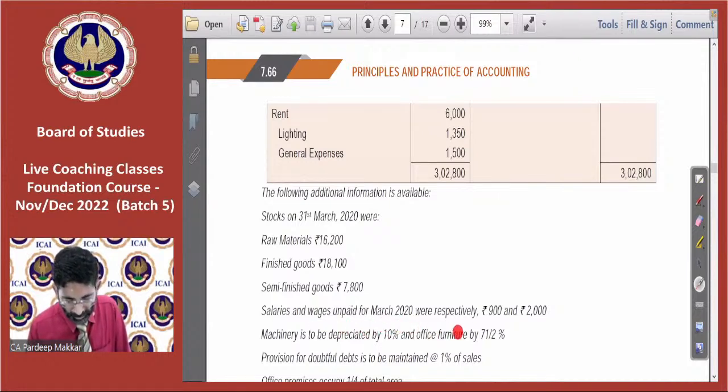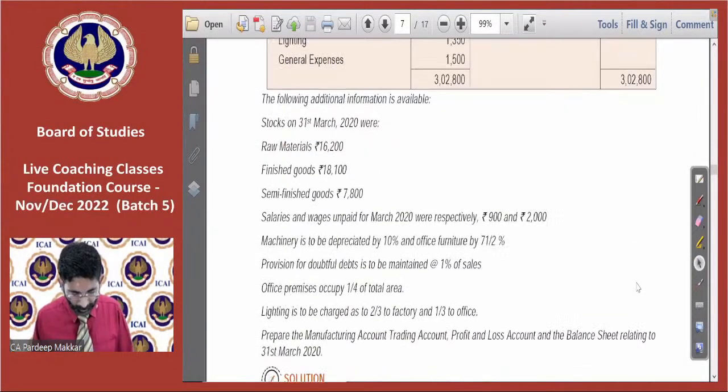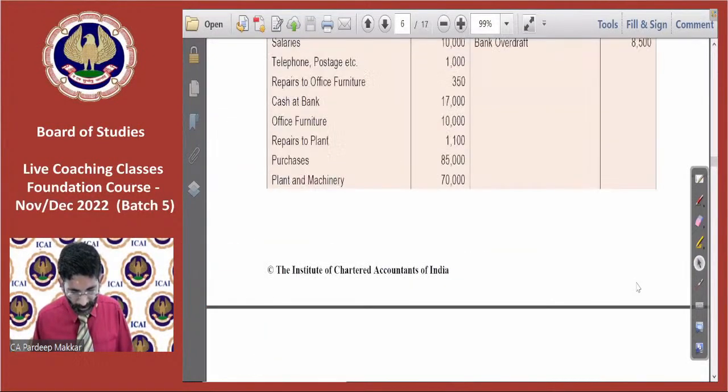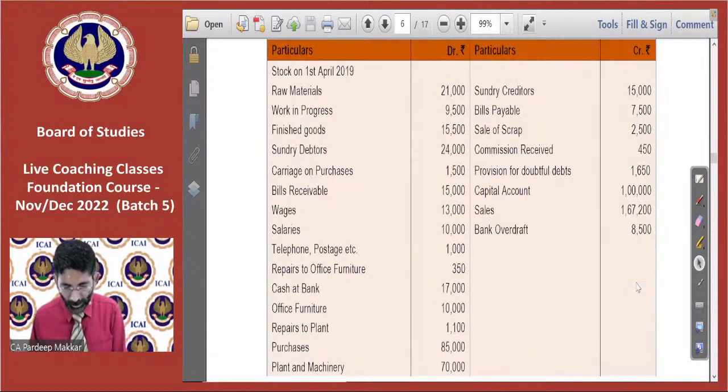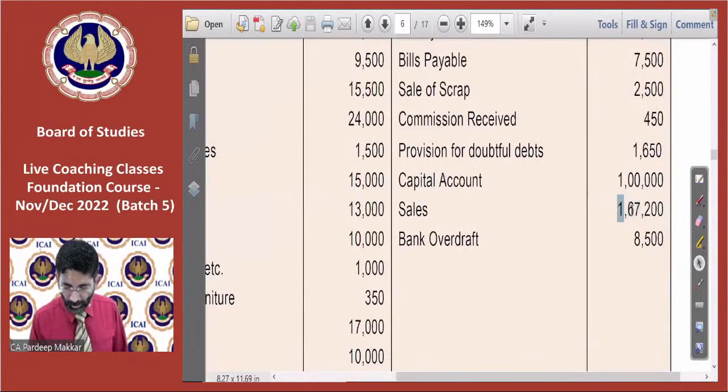Salaries and wages unpaid, these will be added to your salaries and wages as an outstanding expense. Machinery is to be depreciated, that is very simple. 7.5% is this. Provision for doubtful debt is to be maintained at 1% of sales. This is something new. Earlier we were doing it on debtors. Here we have to go for sales. So you have to do it in a very simple way. Sales is given to you. You will have to calculate 1% of sales. 1,67,200. You have to make 1% of this. That's it.